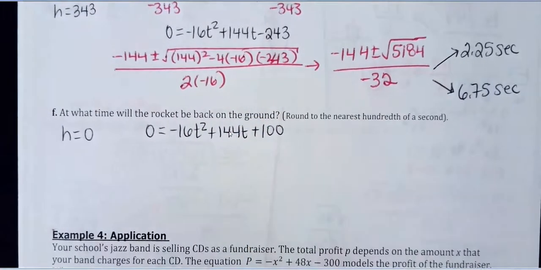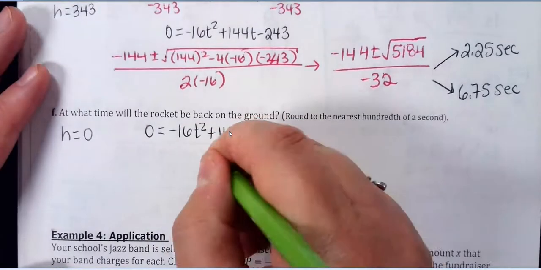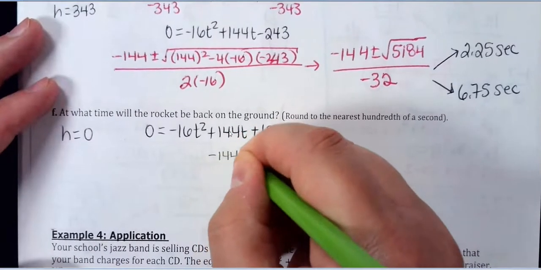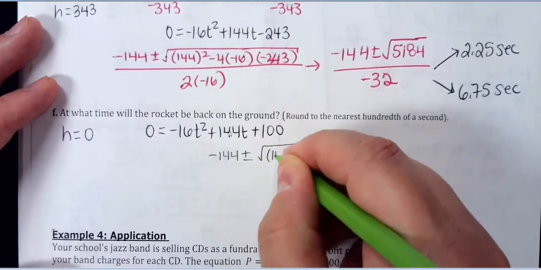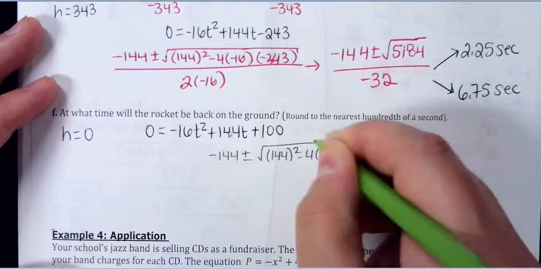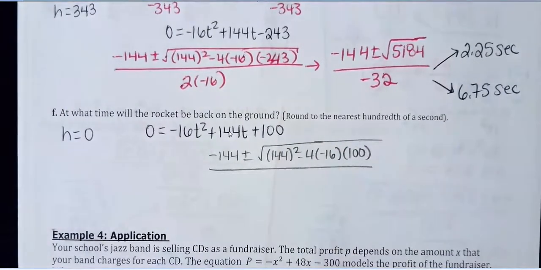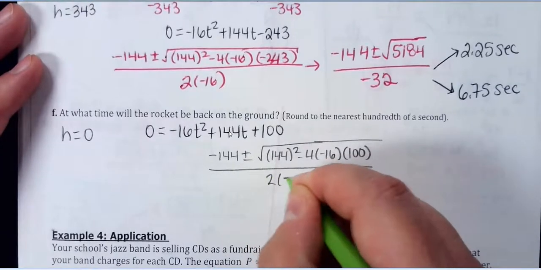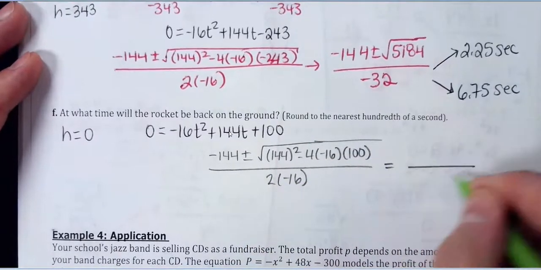If you want to, I think everything here is divisible by at least 4. You could do that if you want to work with smaller numbers, and that's completely fine. I'm just going to go ahead and plug this into the quadratic formula just as it appears here. But if you do see a greatest common factor you want to reduce, you are allowed to do that here. I'm just not going to because, frankly, I'm being lazy. So negative 144 plus or minus the square root of 144 squared minus 4 times negative 16 times 100. This will be different than the question we just did because my height is 0, not 343, so it's a little different. The bottom of the fraction will be the same still, so it's negative 32.